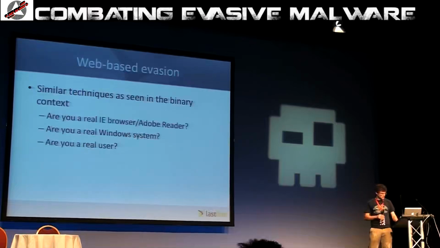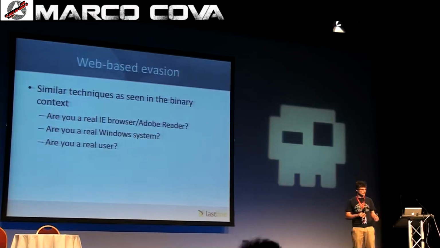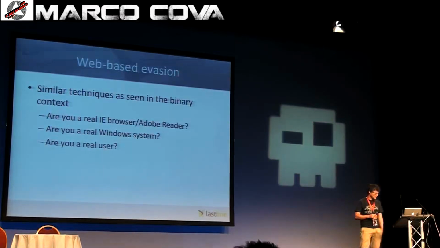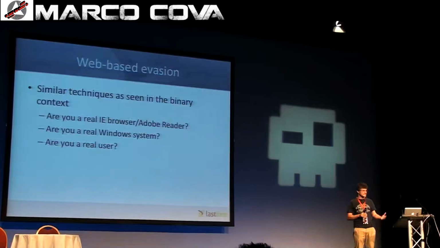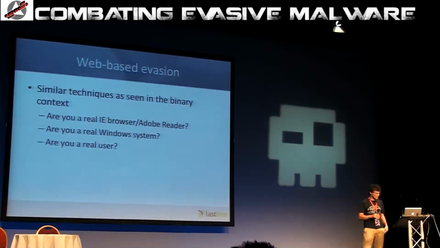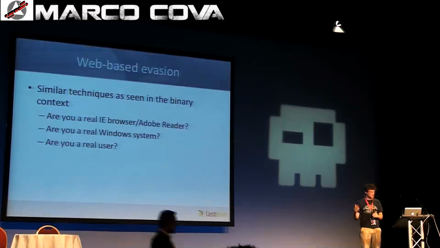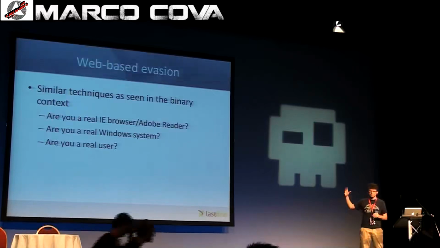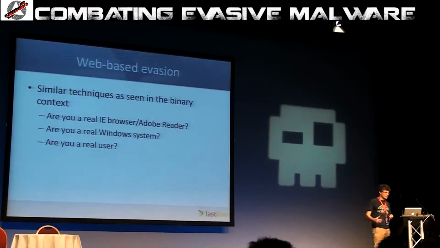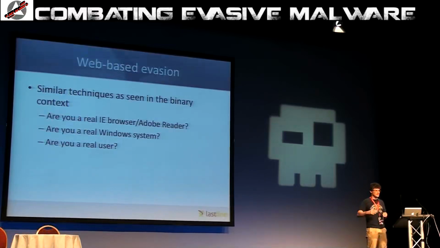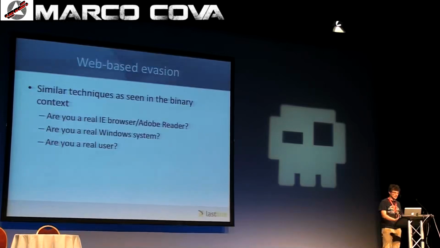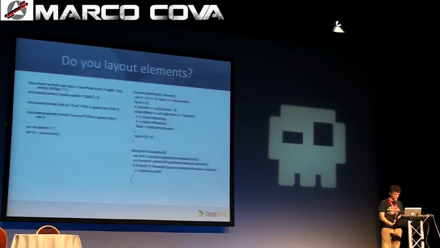Okay, so what are some of the techniques that malicious web pages use to bypass a tool like this? Pretty much the same ideas that we saw for binary systems. They will try to understand if they're running inside a real browser. So they will try to understand if they are on Internet Explorer or, say, a PDF reader. They try to understand if the system is running on top of an actual Windows environment. They try to understand if the user is a real user or not.